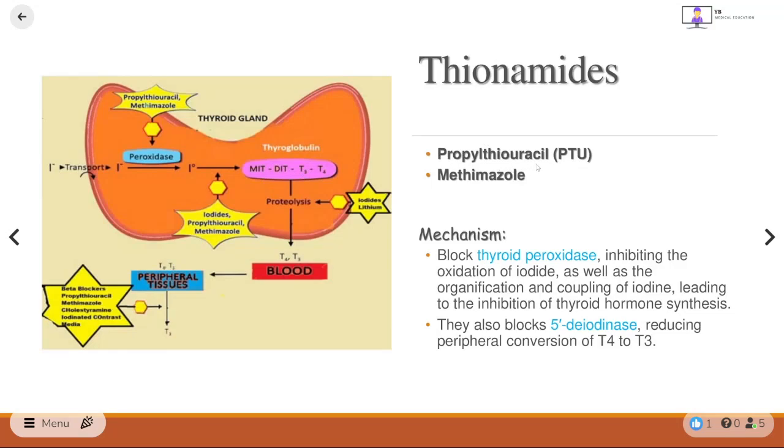Propylthiouracil or PTU and methimazole both inhibit the TPO, or thyroid peroxidase, which is the enzyme that's most important for thyroid hormone synthesis. Not only that, they also inhibit the 5' deiodinase in order to reduce the peripheral conversion of T4 to T3, right? And remember, deiodinase removes one iodine molecule from T4 to make it T3. Okay, so basically it's very important and treats hyperthyroidism very well.